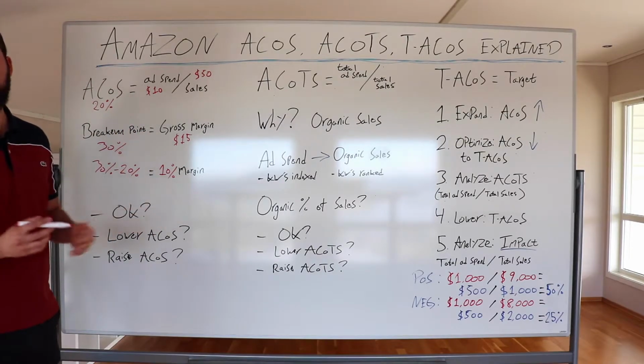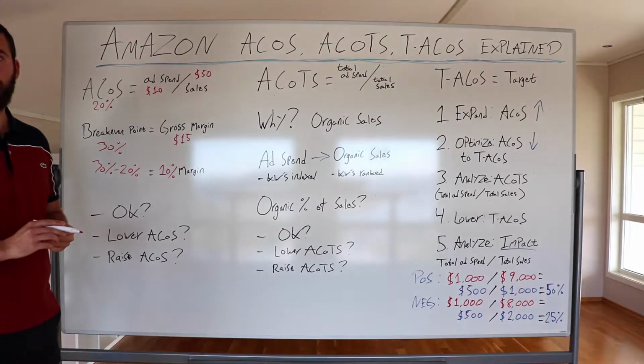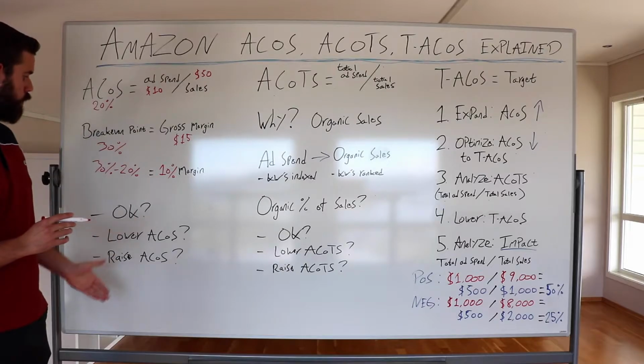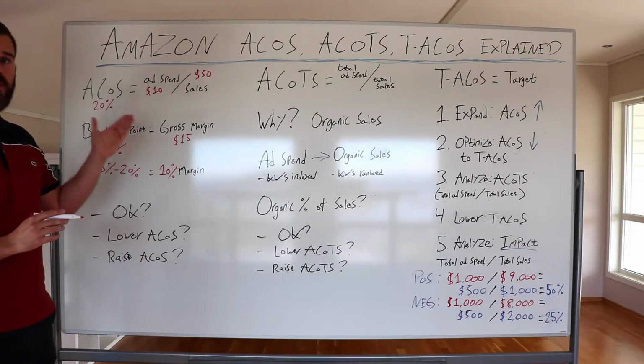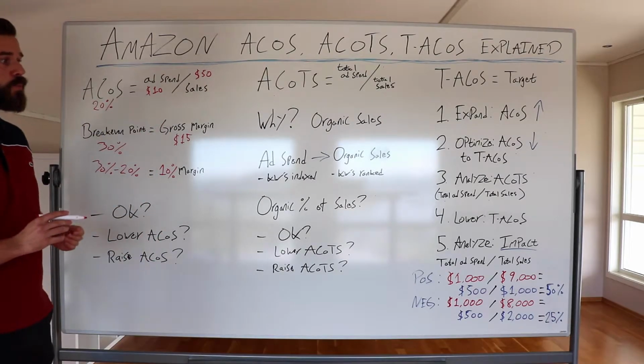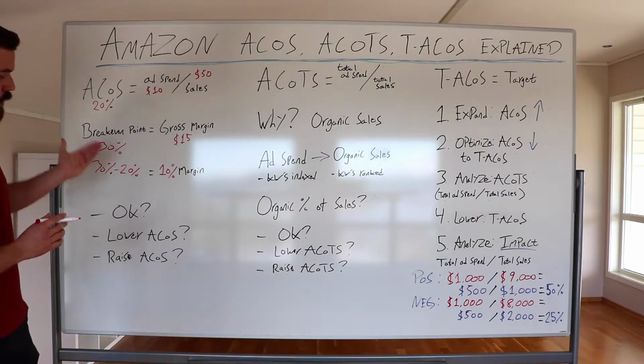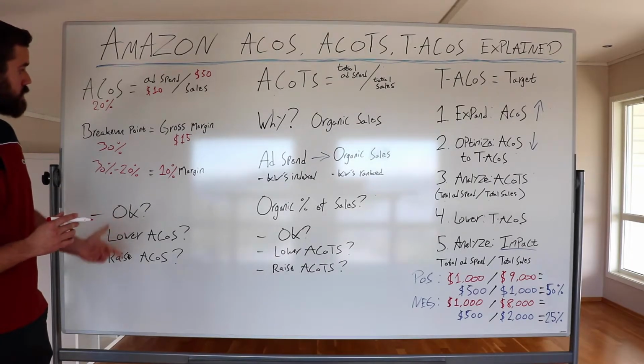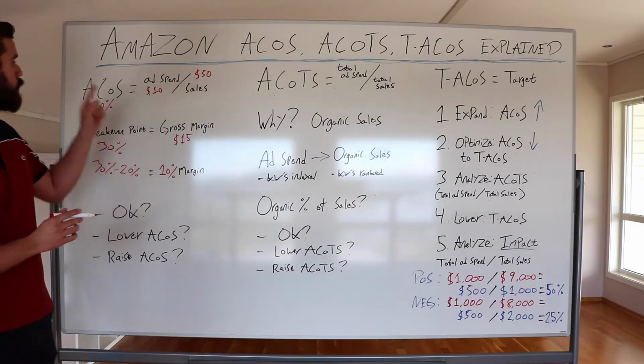So this is a big concept to really wrap your head around, because you want to have a clear understanding of what is good, what is bad, what is positive, what is negative. So that's what I'm going to explain. I'm going to help you arrive at that point here. So, we don't know what's best here, right? It could be okay. We might want to lower it. We might want to raise it, right? We don't know the answer just by looking at the ACoS.